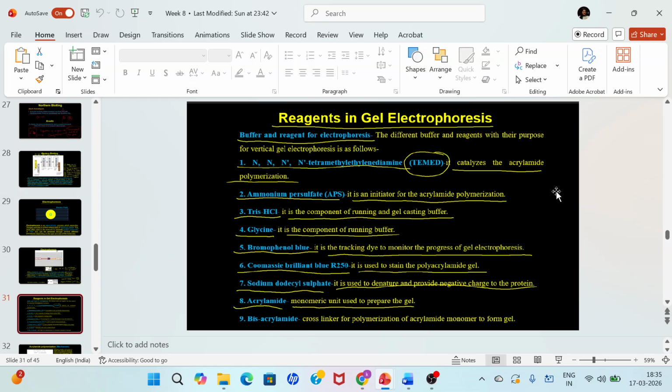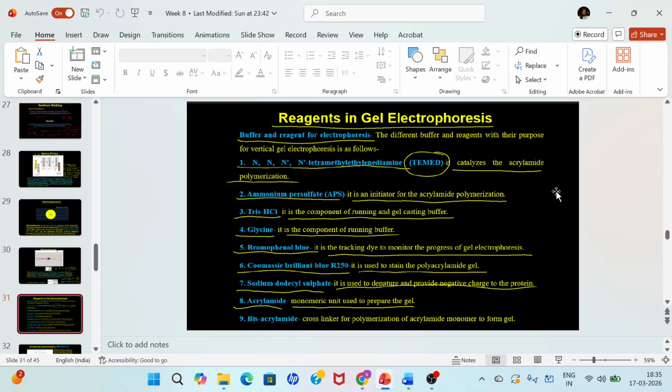After you have run the gel, if you just want to visualize it and you don't want to transfer it to the membrane, then in that case this Coomassie brilliant blue will be used. Next is the sodium dodecyl sulfate. It is used to denature and provide negative charge to the protein.